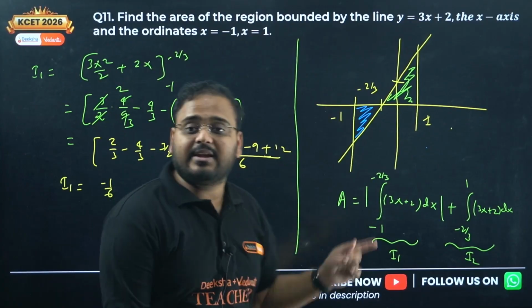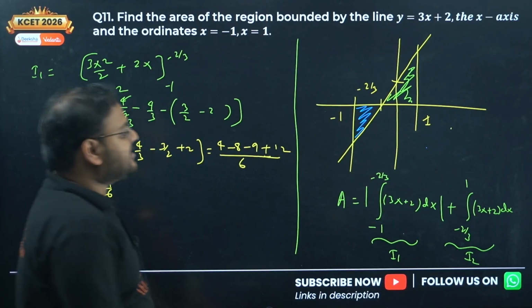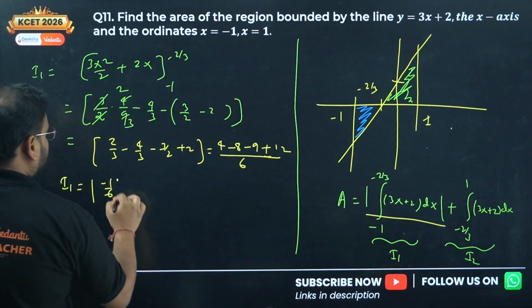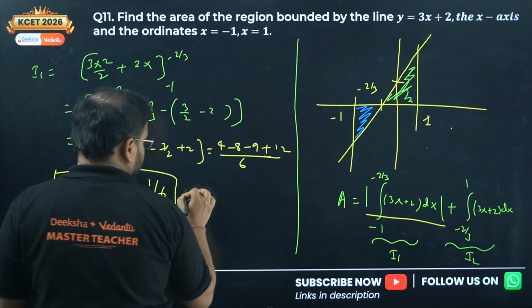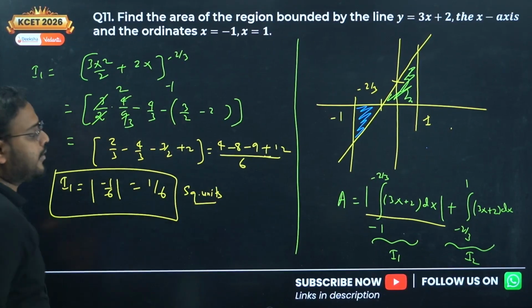12 plus 4 is 16, 8 plus 9 is 17, negative. So minus 1 by 6, but there is a modulus over here, so I'll put a modulus. Answer will be 1 by 6. This is your part of the area, 1 by 6 square units.